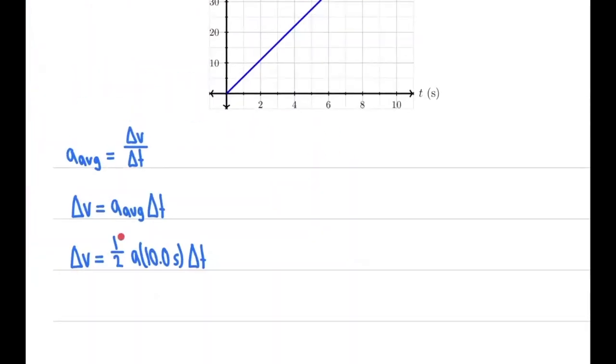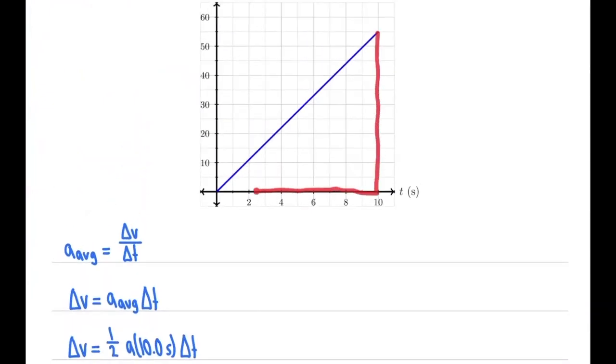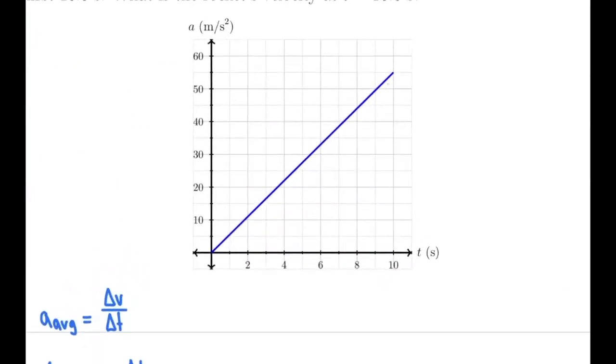What does this look like graphically? 1/2 a of 10 delta t? Well, that sure looks like a triangle if I've ever seen one. Yeah, this is the area of a triangle. It's 1/2 base times height. We're basically finding the area under this curve.